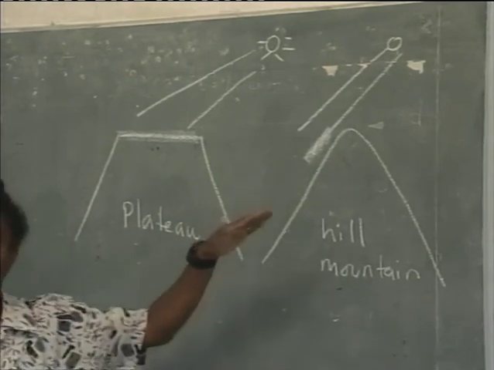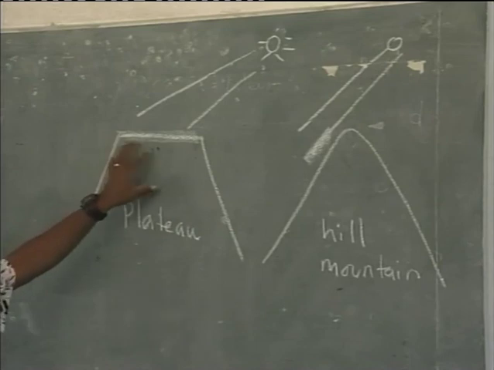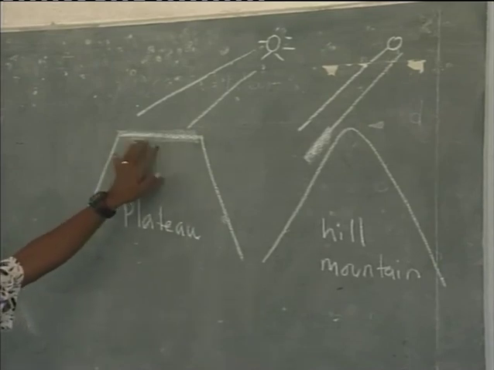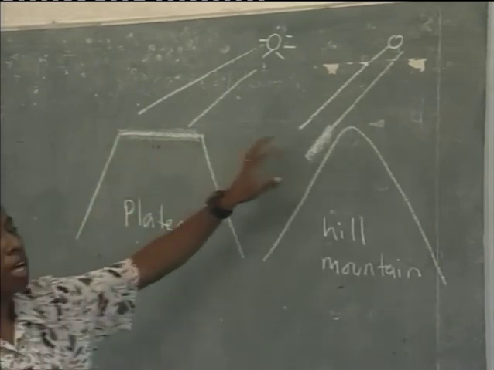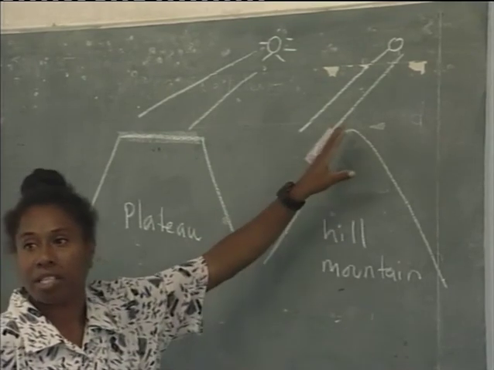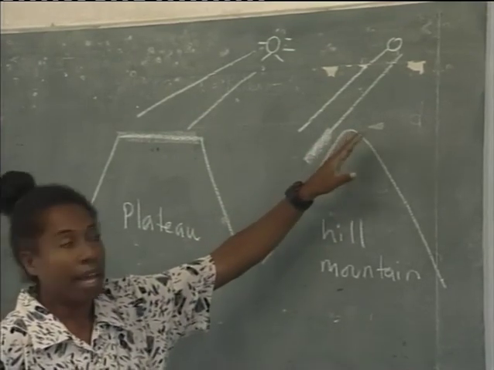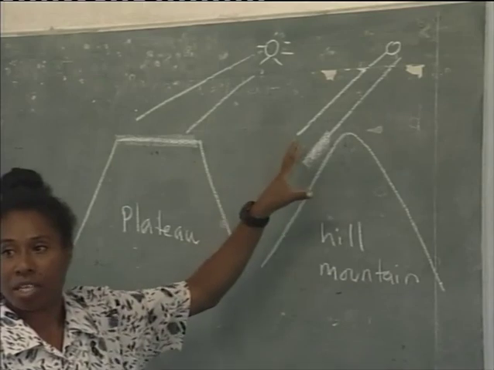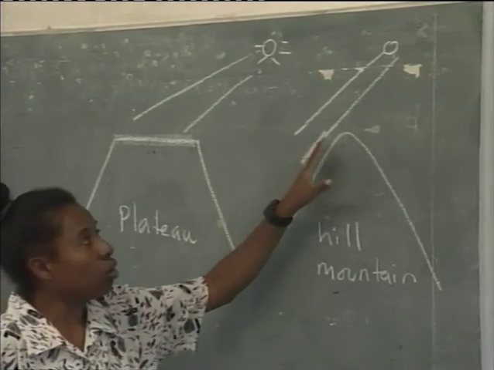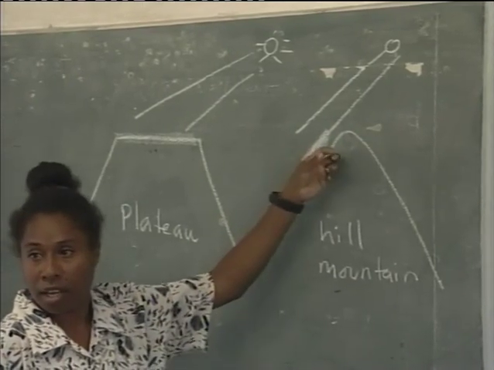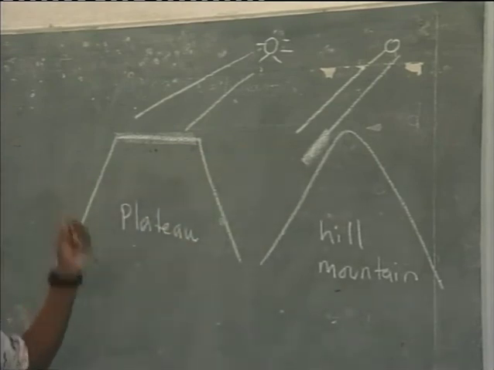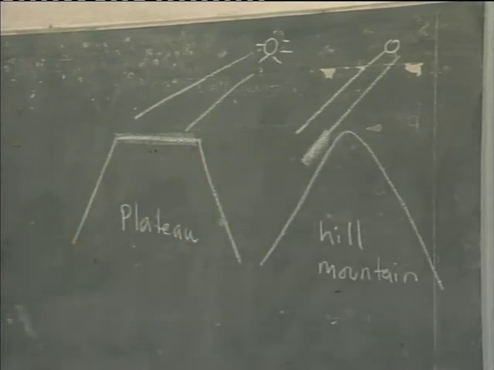So the plateaus, because they have a flatter area, their tops might heat up quicker compared to the hills or the mountains, because the area is a little bit smaller. The sun's rays are coming at an angle, and not all the areas get to be heated in comparison to that of a plateau. That is what the statement in our book is making reference to.